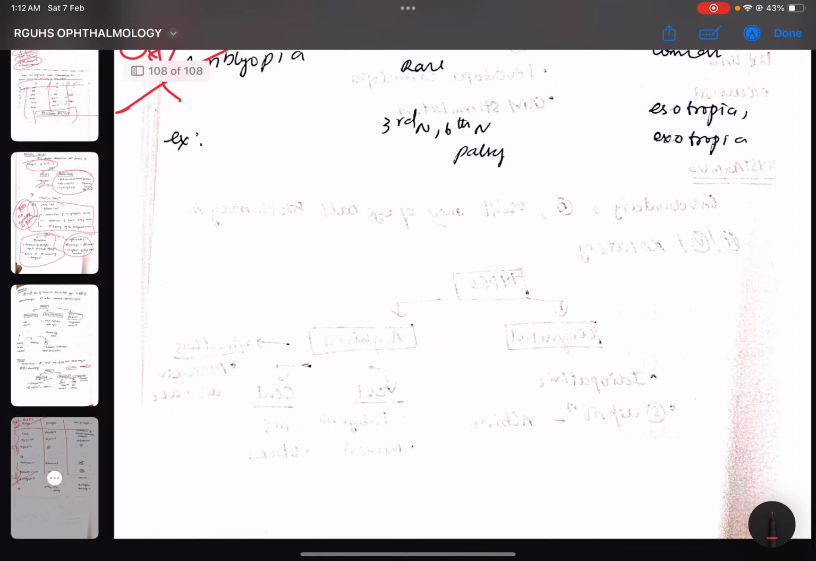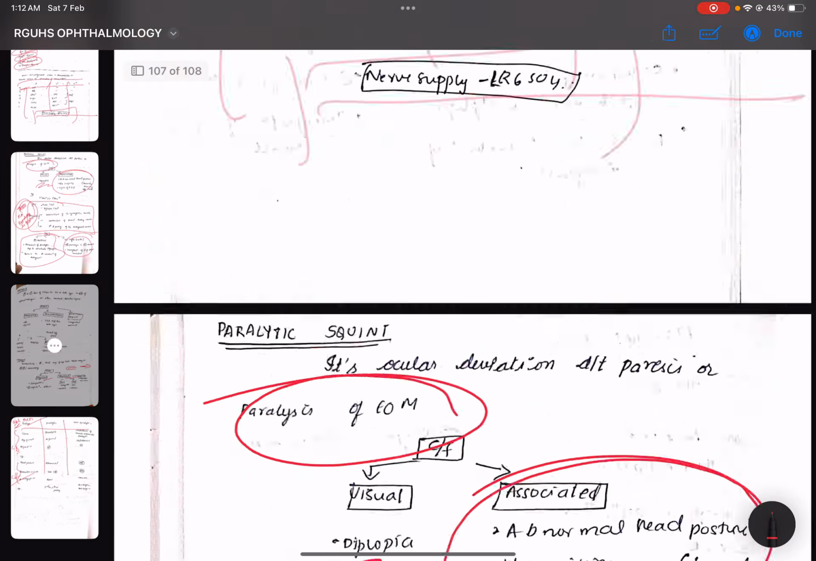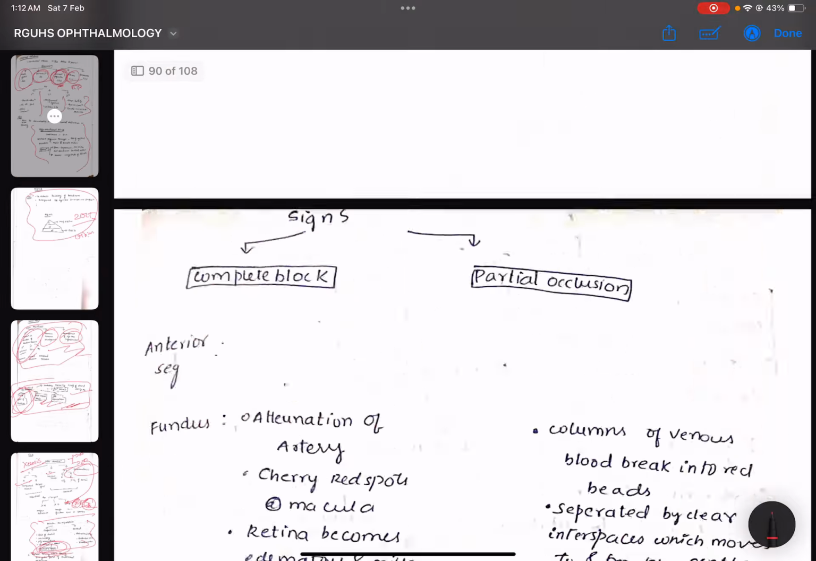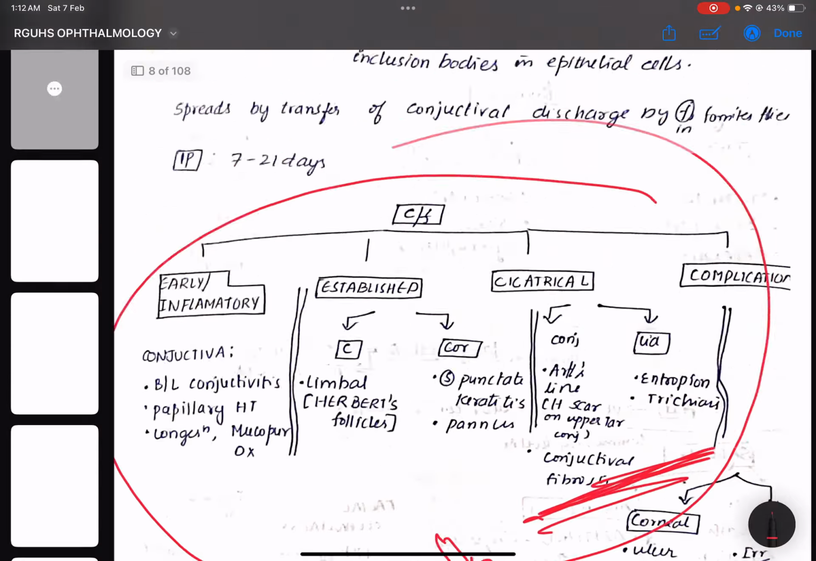Okay, so that's it. I have to talk about ophthalmology. With that, we have completed ophthalmology. But what is the major important thing I want you to know? Make sure you know the general things of a general topic.